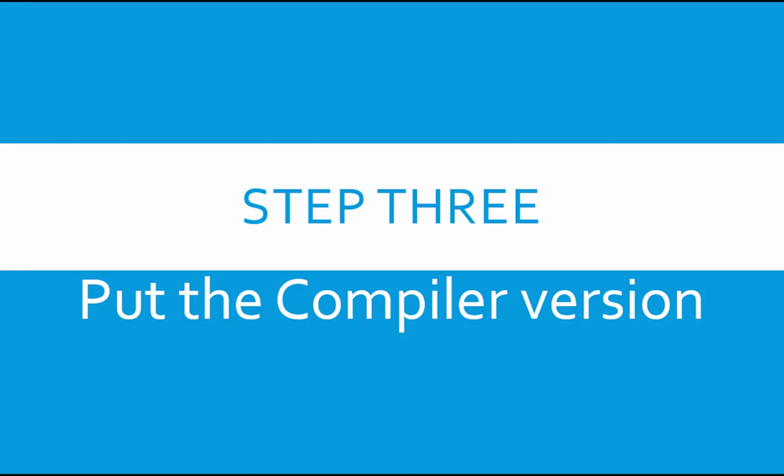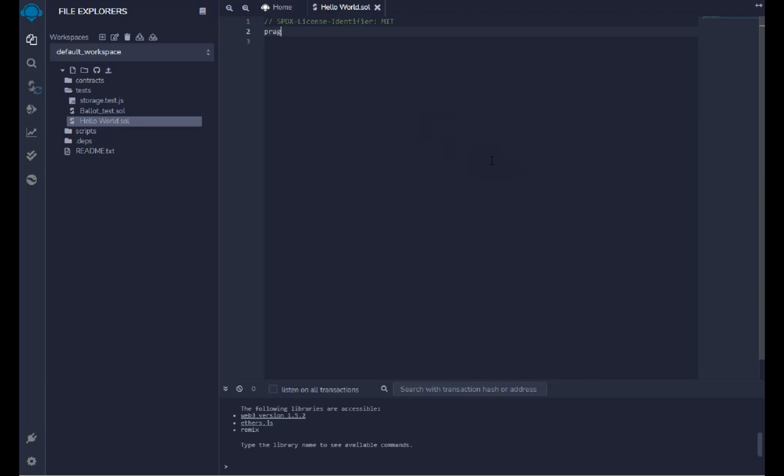Step 3. Put the compiler version. While I'm making this video, the compiler version is 0.8.14. So we set it to 0.8.14. And we do it by typing pragma solidity 0.8.14 semicolon.